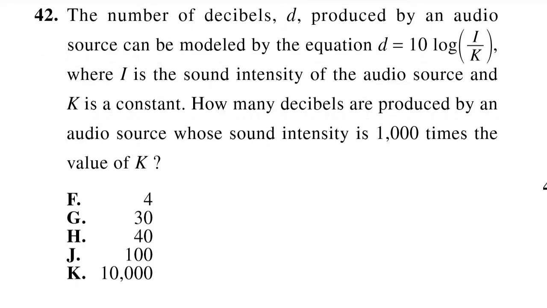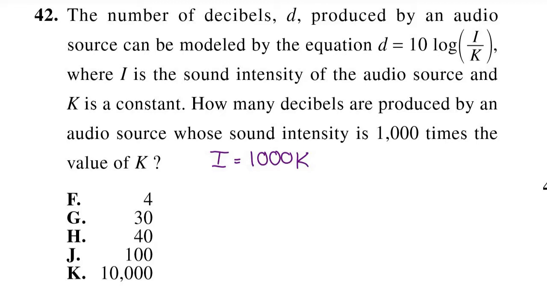Number 42, the number of decibels D produced by an audio source can be modeled by the equation D equals 10 log I divided by K, where I is the sound intensity of the audio source and K is a constant. How many decibels are produced by an audio source whose sound intensity is 1,000 times the value of K? So we know that I is equal to 1,000 times K.